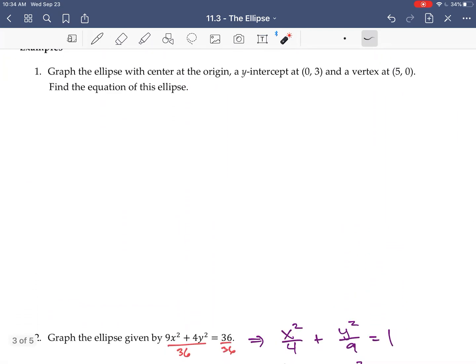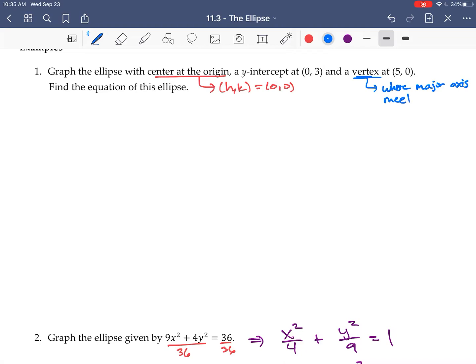So here, we want to graph the ellipse with the center at the origin. That center at the origin tells us that h, k is equal to 0, 0. So we get that right away. A y-intercept is at 0, 3, and a vertex is at 5, 0. So remember, the vertex is where the major axis meets the ellipse. Okay, so we can just start plotting.